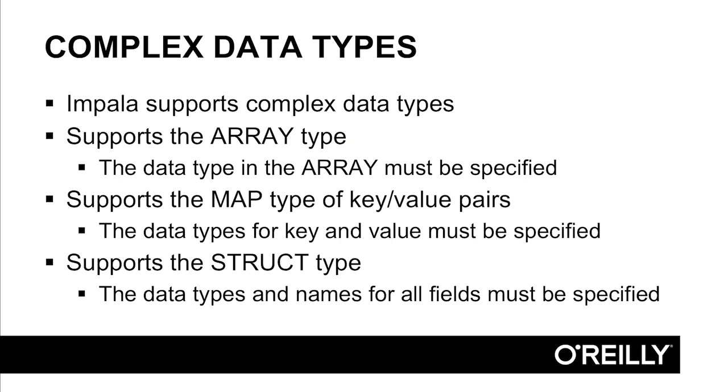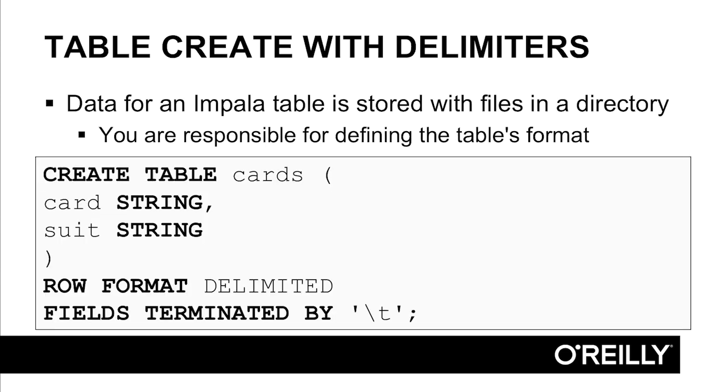We also have support for complex types within Impala. For example, Impala supports the array type. However, the data type within that array has to be specified. We also have the map type, and that's a type that's made up of keys and values. And we're going to have to specify the data types for both the key and the value. We also have support for structs. So what we'll have to do is define all the types within that struct for the data types and the names within them.